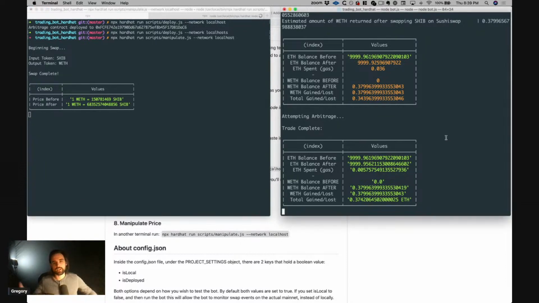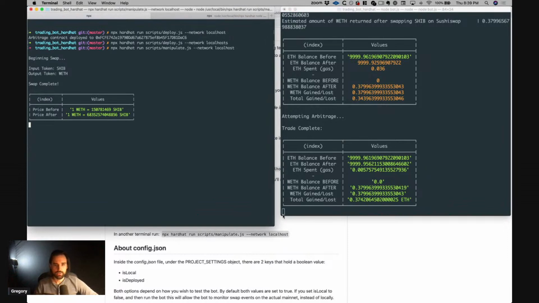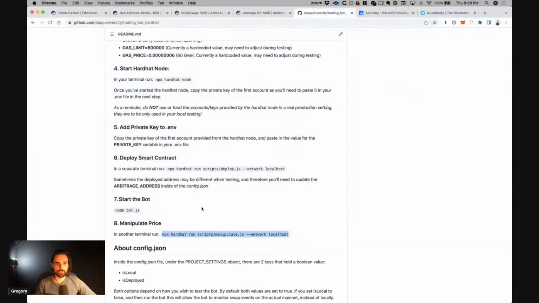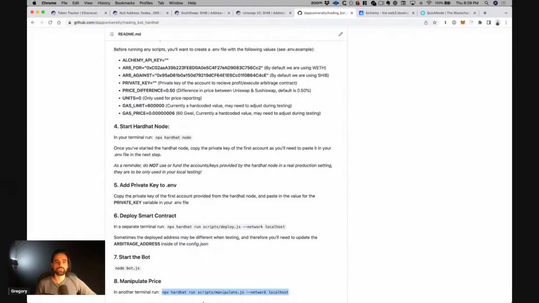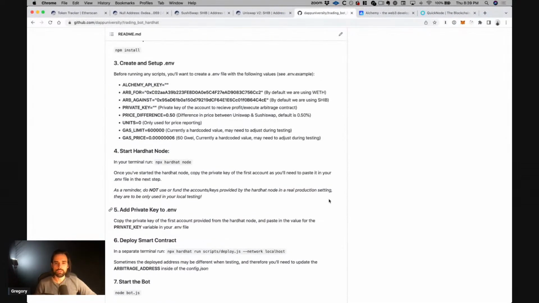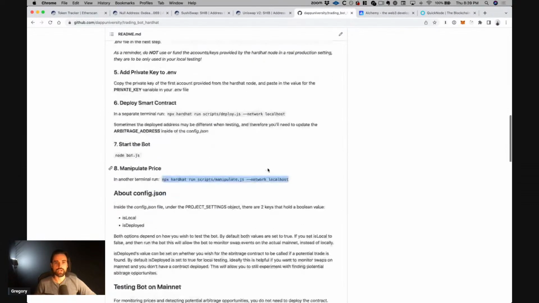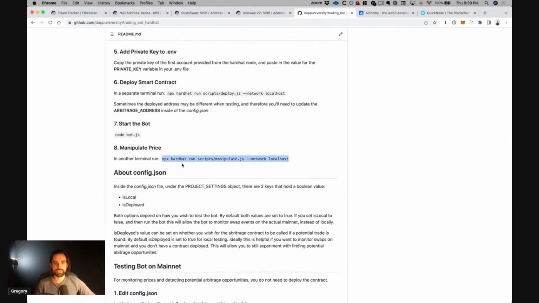So occasionally you'll see a little bit of a hiccup from DYDX, but as I just demonstrated, I tore everything down, repeated that, and it worked perfectly. So if you see that little hiccup, occasionally that does happen, but I would just do exactly what I did. Do a quick teardown exercise, just re-follow these steps. Turn off your node, turn off your bot, and then just rerun the node, redeploy the contracts, restart the bot again, and then run the manipulation script. Okay.